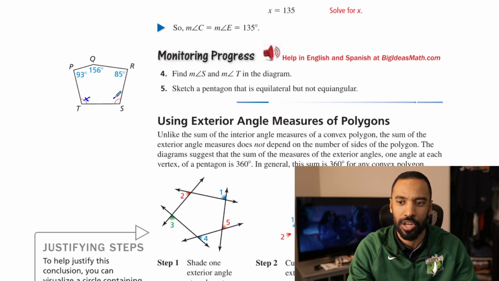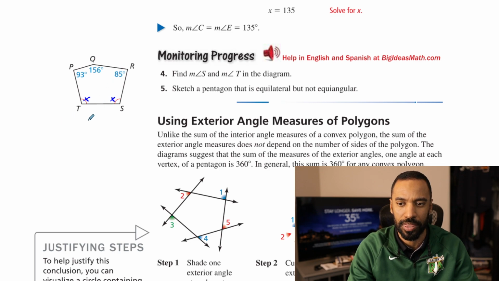But once again, if these are unknowns, just go ahead and mark them with X. You can see that they're both X's with that. Find their measures. You'd be good.